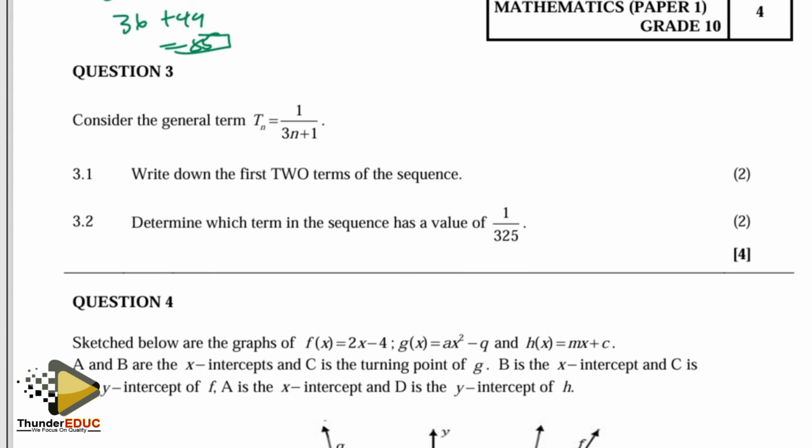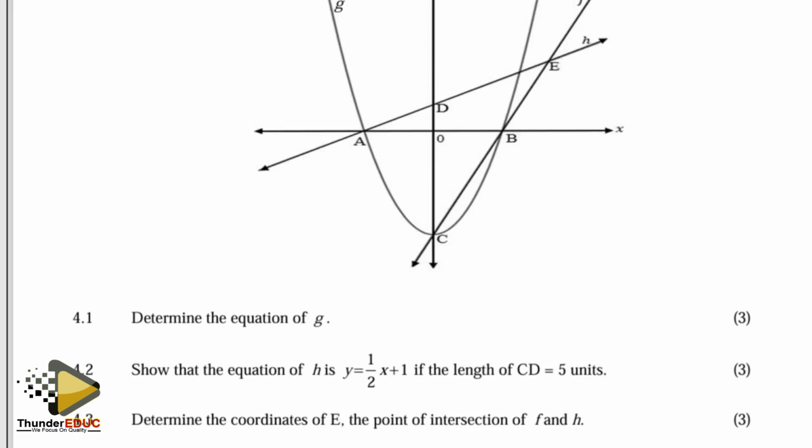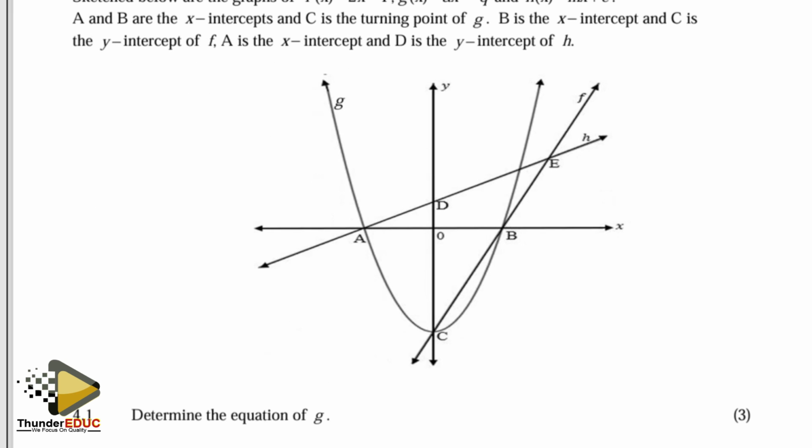Question 3, I'm not working it out. This is for term number 4, number patterns. I'm looking at the last question, which is the functions. Sketched below are the graphs of f of x, 2x minus 4. So this is a straight line. And then g of x is ax squared minus q. We say this is a parabola. And then h of x is mx plus c. This is also a line. A and B are the intercepts of x, C is the turning point, B is the x-intercept of C, and so on and so forth.